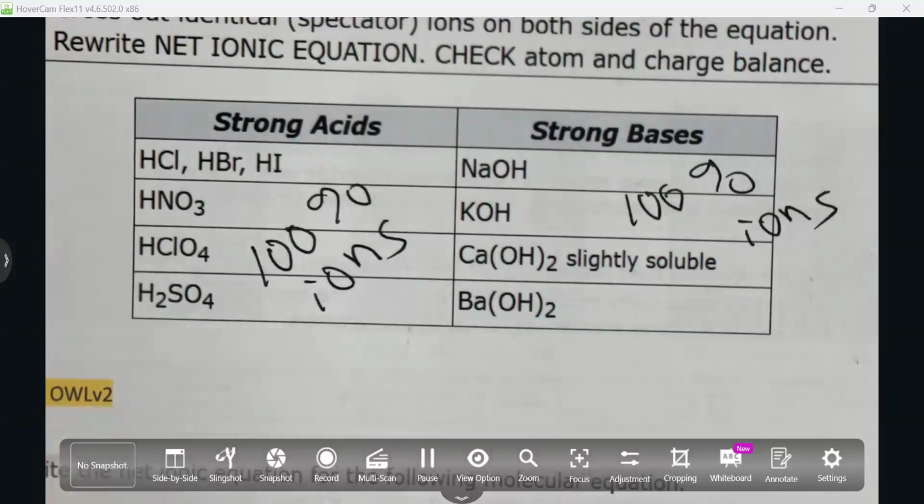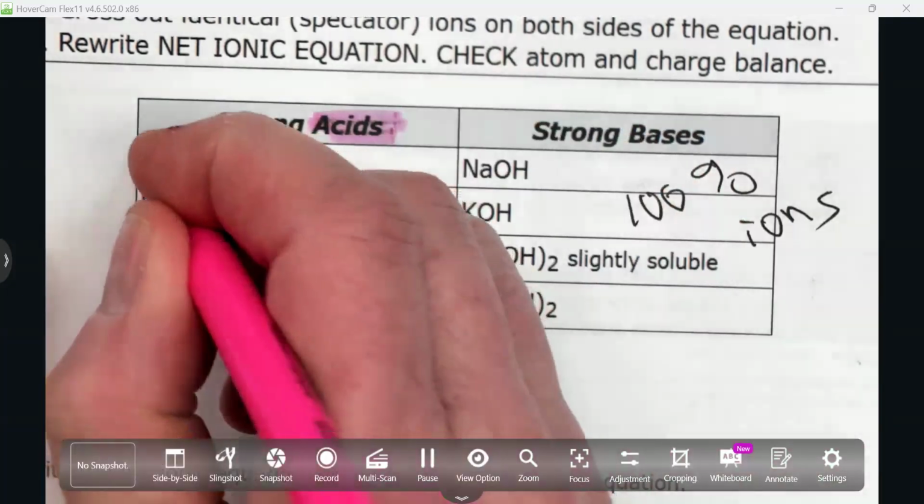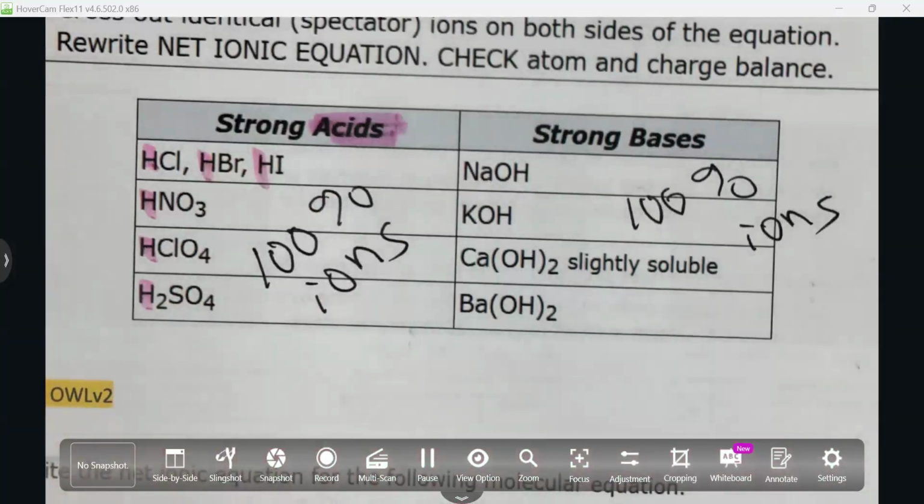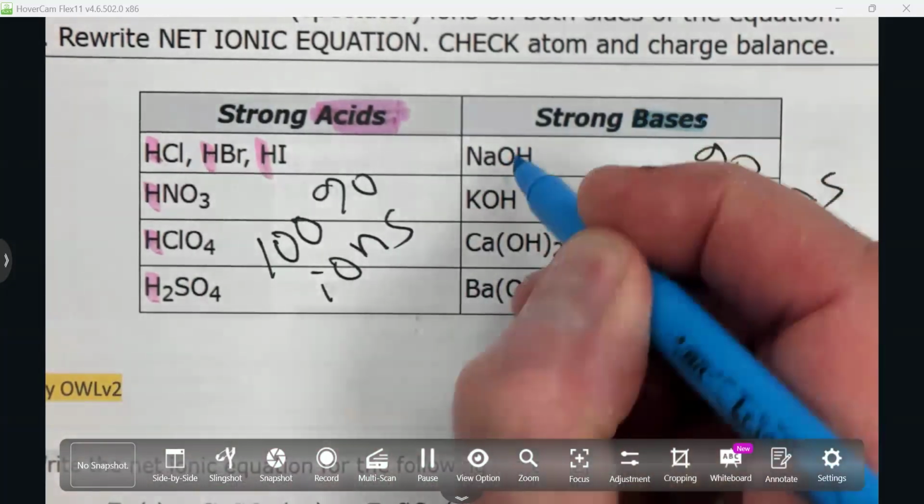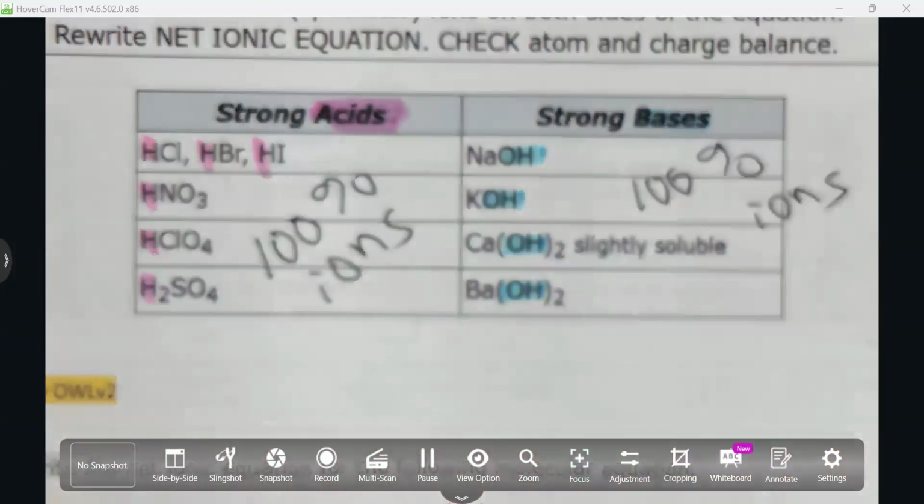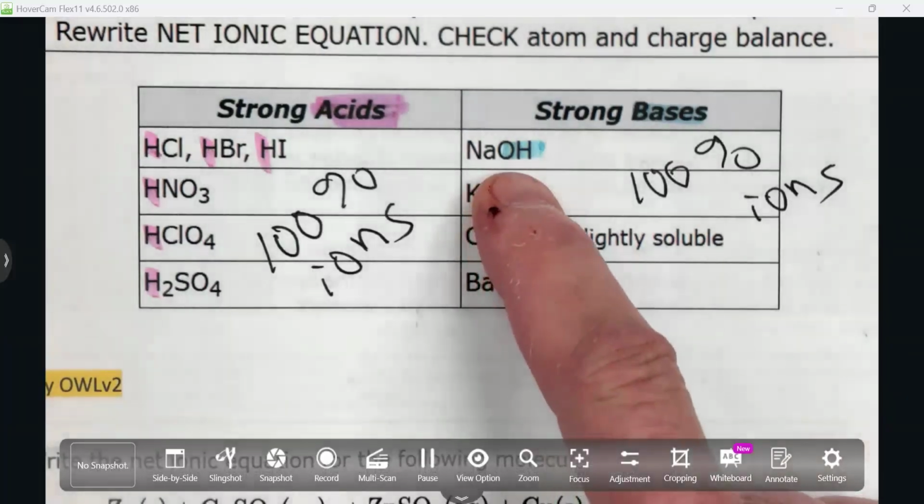Now, what makes an acid? We did naming acids before. Hydrogen, hydrogen, hydrogen, hydrogen, hydrogen, hydrogen, correct? What makes a base? Hydroxide, hydroxide, hydroxide, hydroxide. Drain opener, sodium hydroxide.